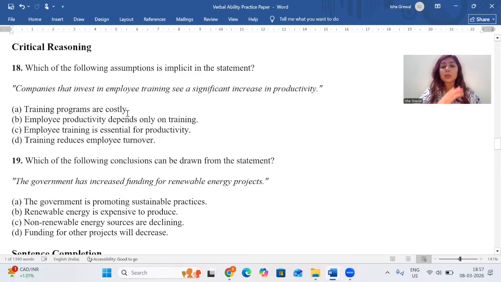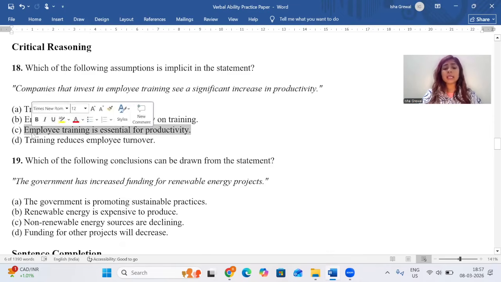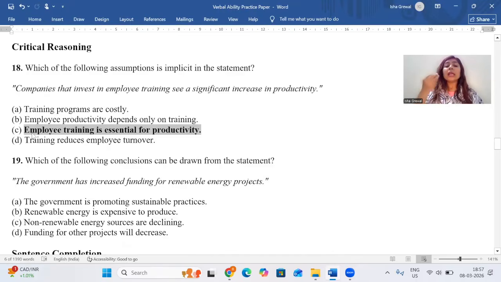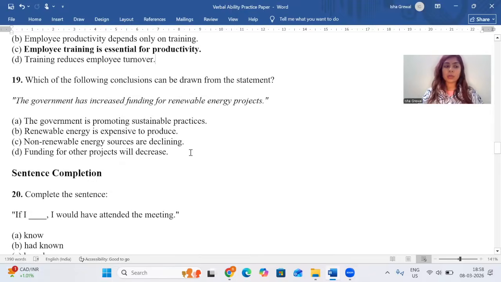It is not at all talked about in the sentence. Employee productivity depends only on training. No, it is not saying that. Employee training is essential for productivity. Absolutely, it is saying that if you are training your employees, it is going to increase your productivity. See, always understand, you have to ignore very strict words like only, are costly. So it is not saying that. Employee training is essential for productivity. That is what is being talked about in the statement. Training reduces employee turnover. कहीं पे बात नहीं हुई है ऐसी कोई. So C option is going to be the correct one.